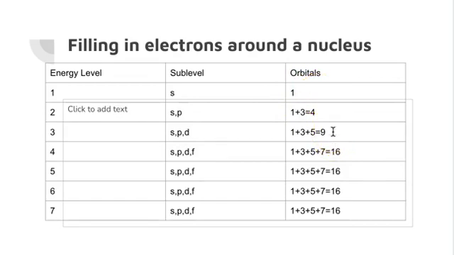Our third energy level has 9 total orbitals. So if it's 2 electrons per orbital, 9 times 2 is 18. And then 32. Okay? So again, this might be a little confusing, but let's take a look at a different way to view this.